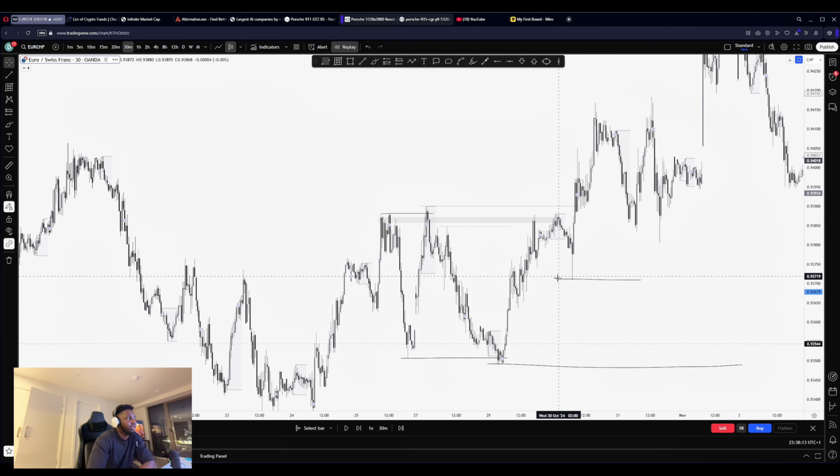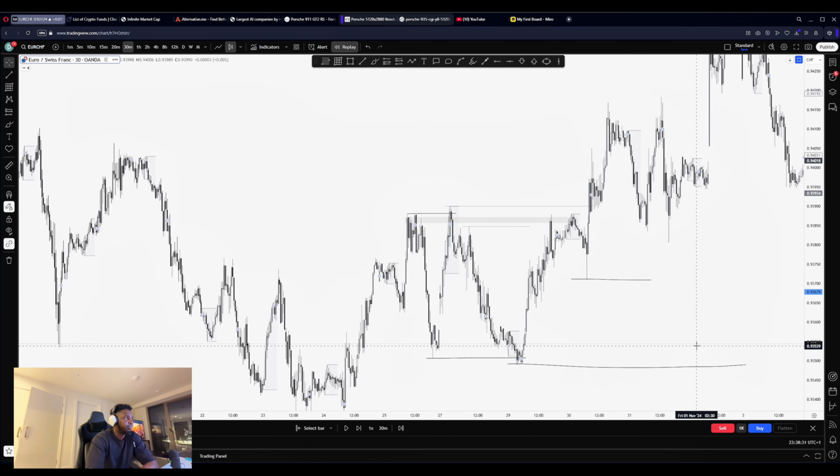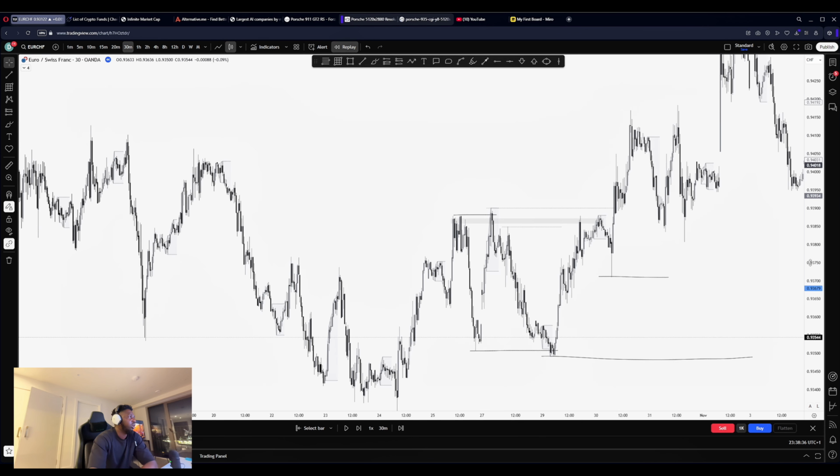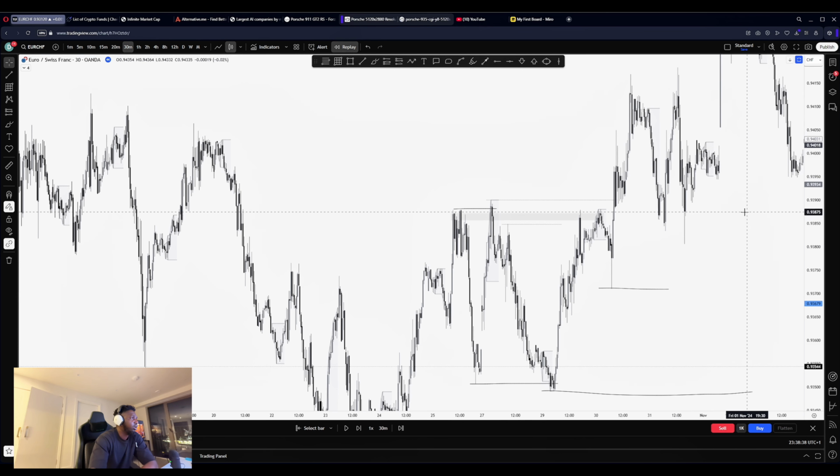So when you have something like this, you have a flip because you have a supply that was tapped into, gave a reaction, then broke structure to the upside without clearing a major low. So that is what you always want to look out for, a valid flip. Then this reaction now becomes the other block. And here also we also have a sweep.